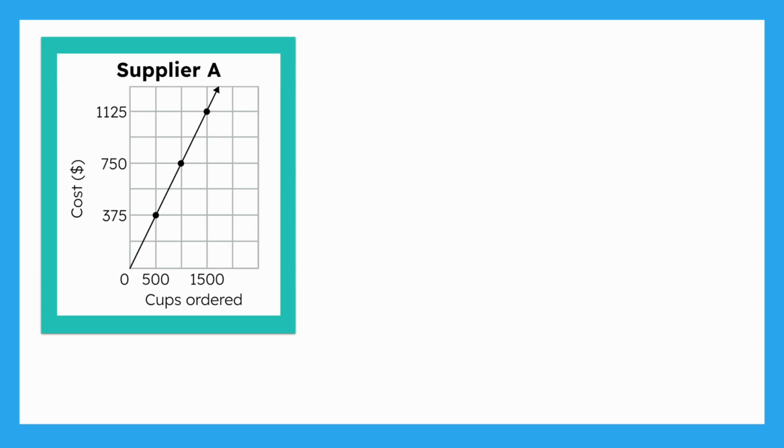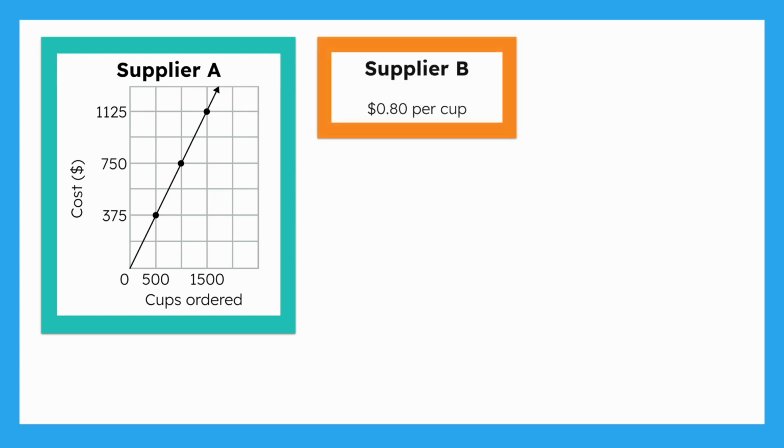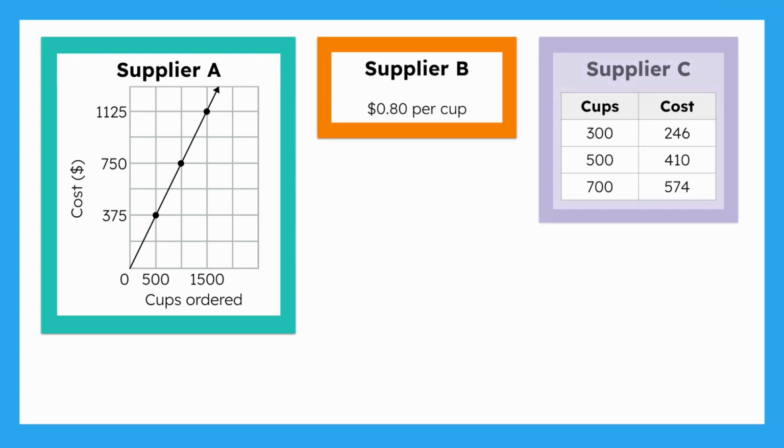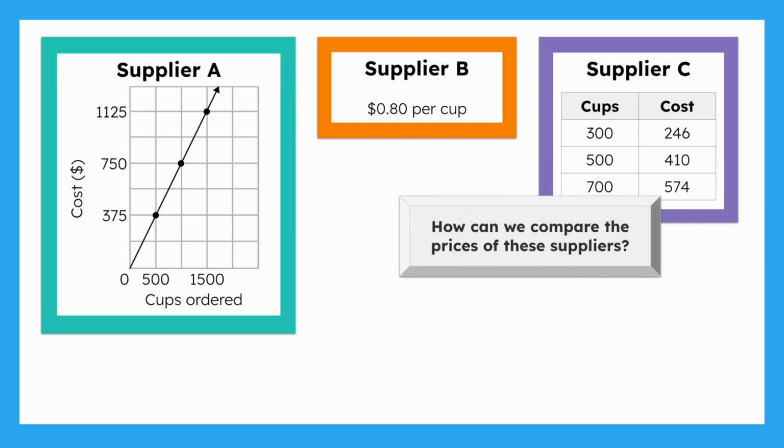Here's what we know. Supplier A sent us a graph representing their cost structure. Supplier B told us they charge 80 cents per cup. And Supplier C sent this table showing their prices. Since we're a new business, saving money is really important. That means we need to figure out which of these suppliers is going to cost the least amount for 3,000 cups. How can we compare the prices of these suppliers?